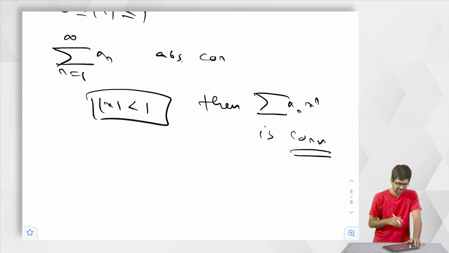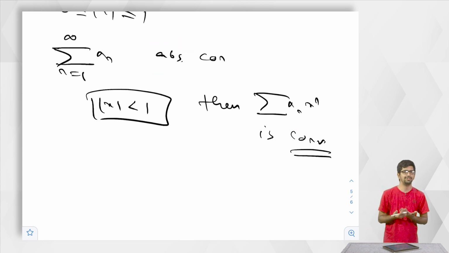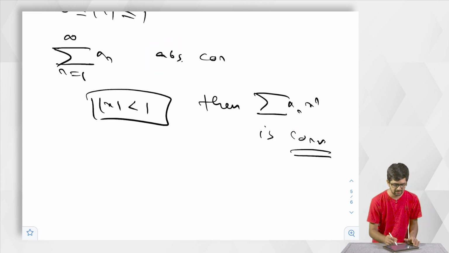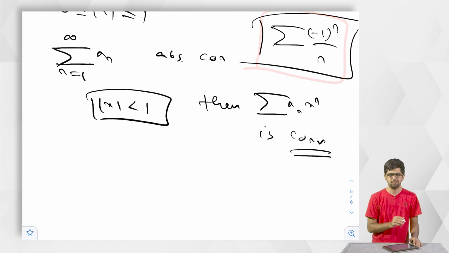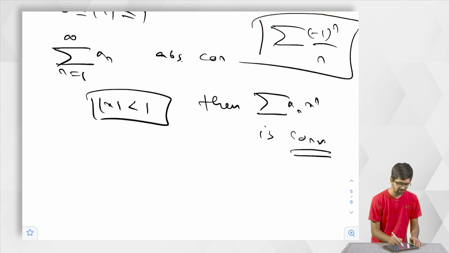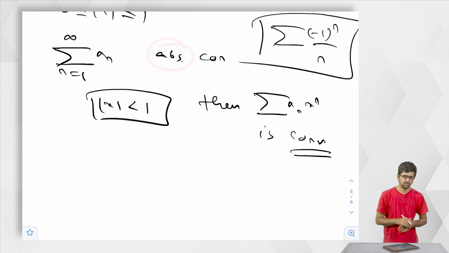Now we want to get rid of this absolute convergence also. This is also too much for many. Sometimes we know some example, right? What was the example? The summation of minus one power n by n. This is convergent but not absolutely convergent. So I want to get rid of this absolute convergence also. So what do we do?